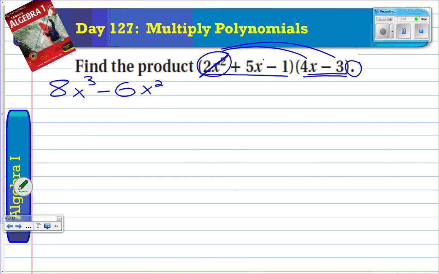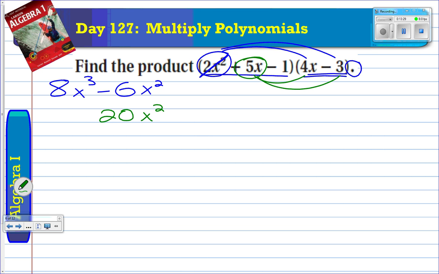Now I take my 5x and I distribute that across both terms from the other expression. 5x times 4x. 5 times 4 is 20. X times x is x squared. Again, I'm going to write it underneath the other term that matches, the x squareds.